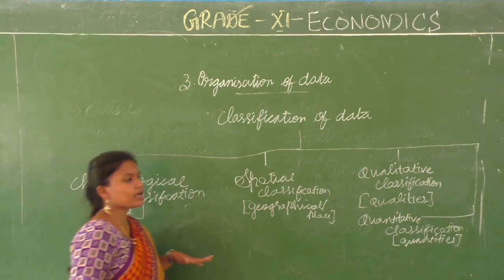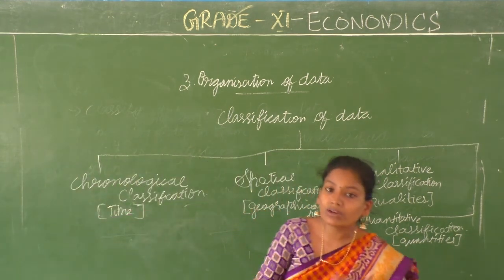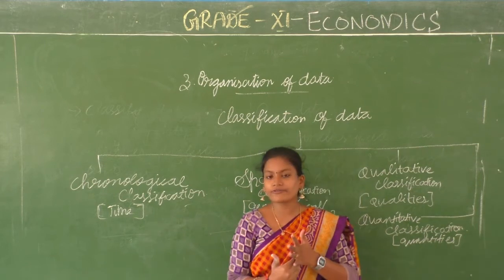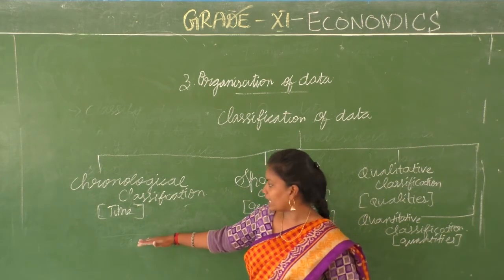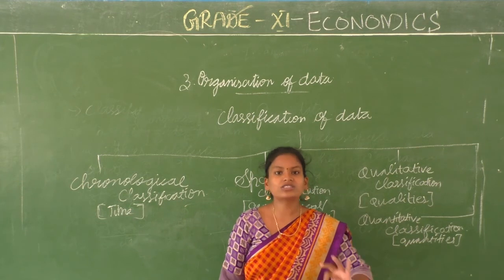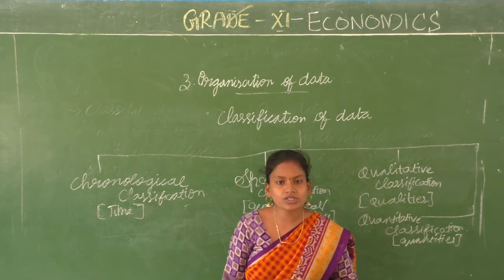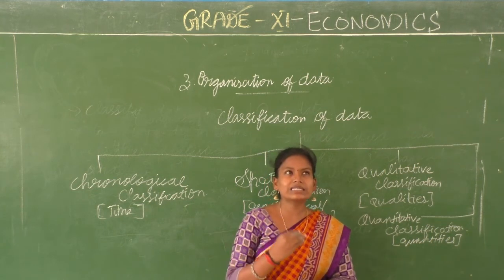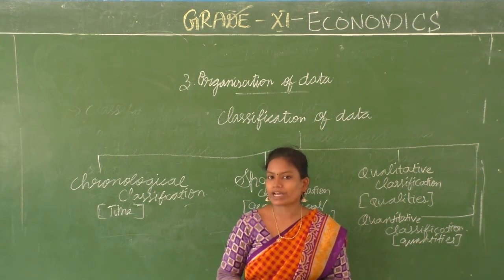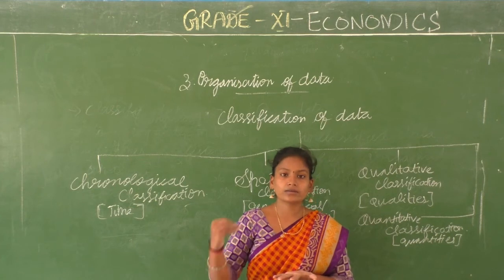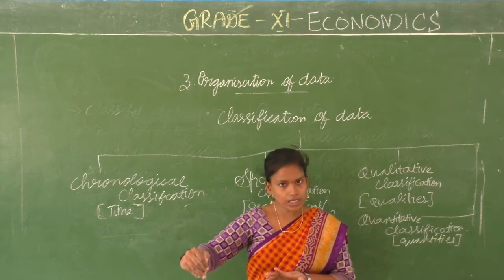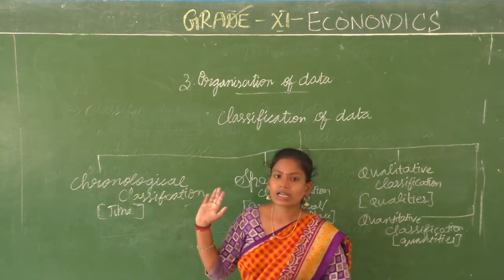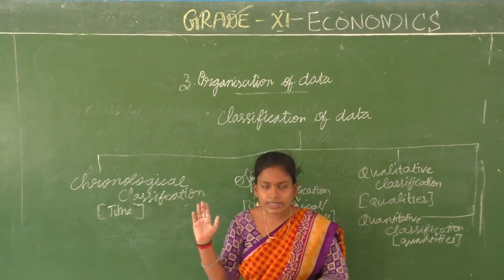So what are the various kinds of classification of data, or how can you classify data? On the basis of four different things. When you classify your data on the basis of time, it is called chronological classification. What is it called, children? Chronological classification. That is, the data is classified on the basis of time. Let it be years, quarters, half yearlies, weeks, months, then they are called chronological classification. Chronological order we say, right?